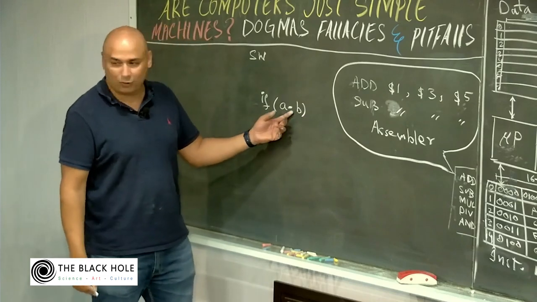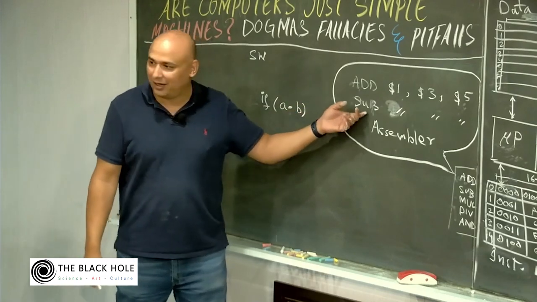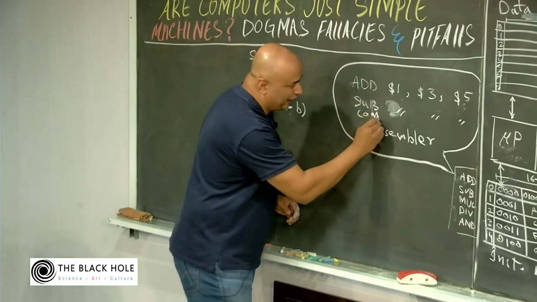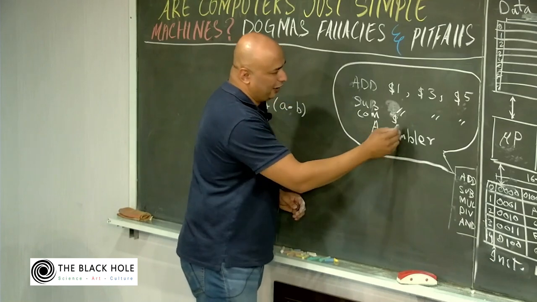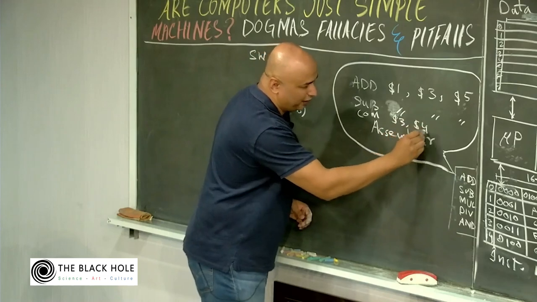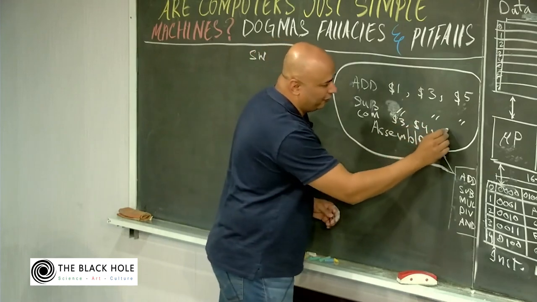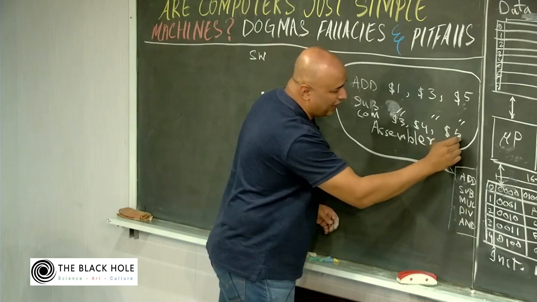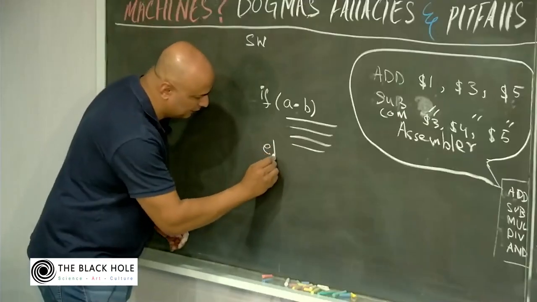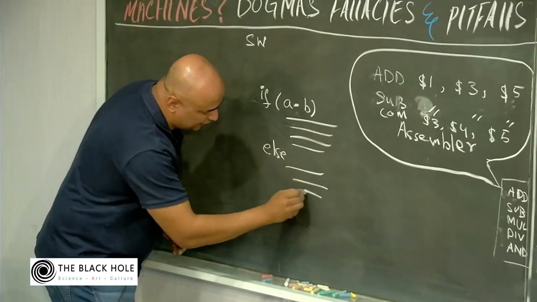So there can be a comparison instruction here, comp, where it would say that if $3 and $4 are equal, fill $5 with all ones, 32-bit ones. So yes, if A is equal to B, perform these arithmetic instructions, else perform these instructions.